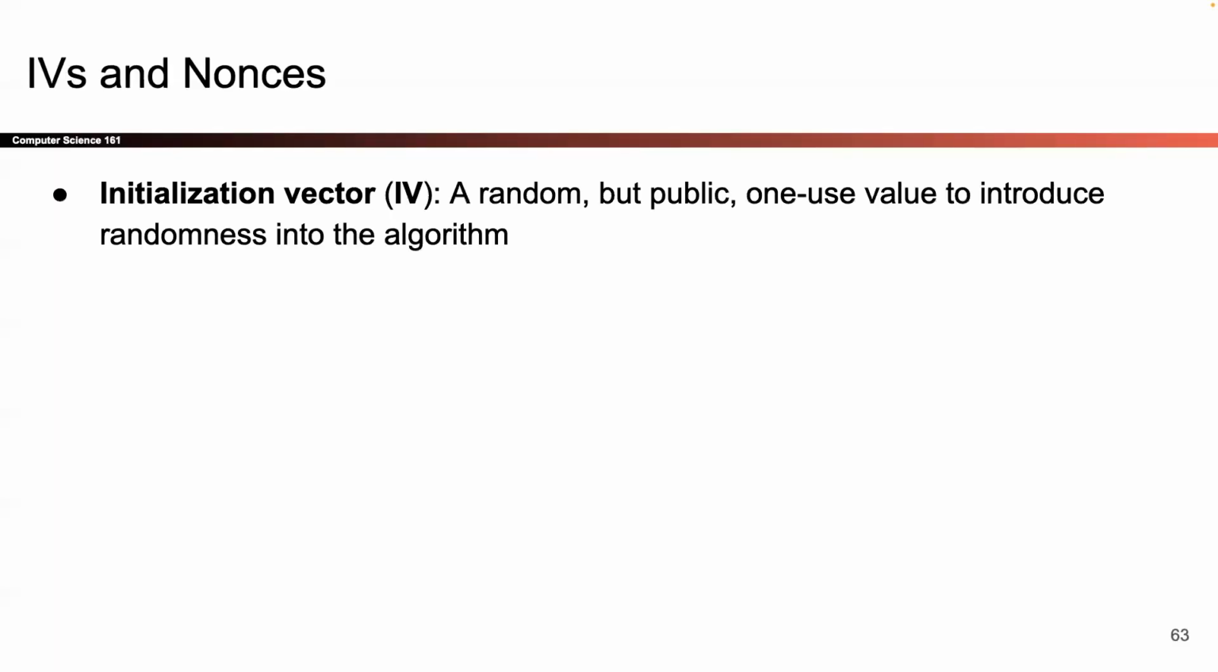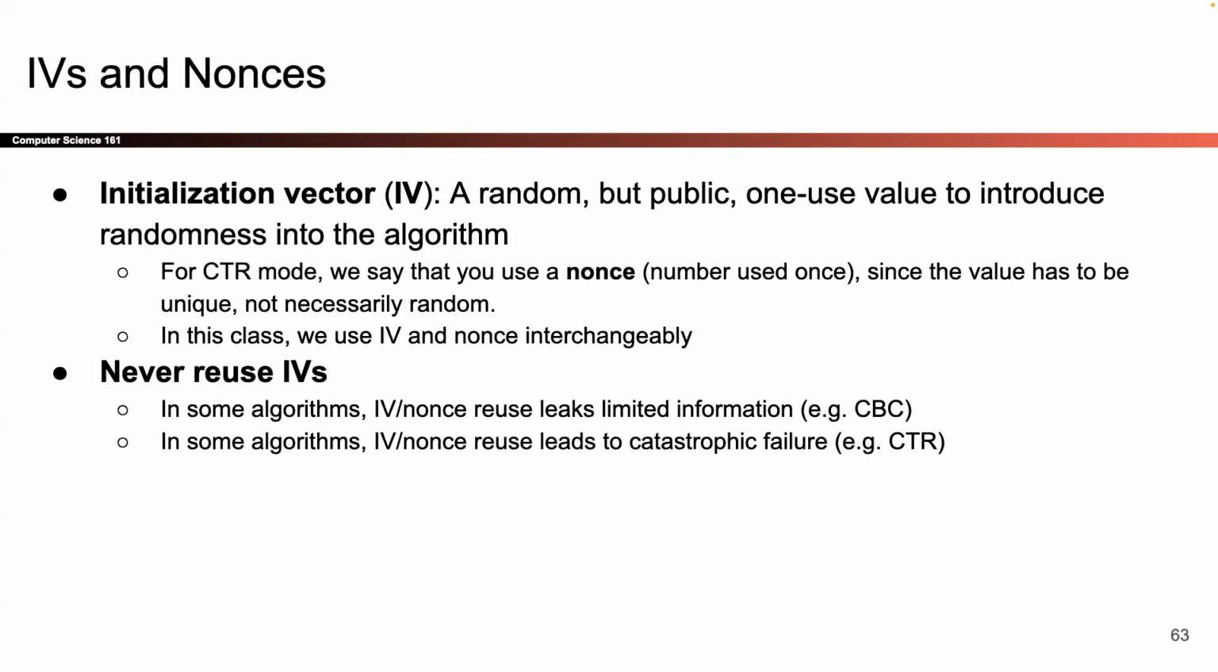Okay. Great. So we already talked about IVs and nonces. We already said that they basically are the same thing. In real life, the terms mean something slightly different, but for the purposes of this class, we will just say nonce or IV interchangeably. And we already said that in some schemes, reusing IVs is kind of bad, like CBC. In some schemes, reusing IVs is really bad, like CTR. So it depends on your scheme. You can reason through what happens if you mess up. In general, though, the way to not mess up is to pick something totally random, totally unpredictable for IVs and nonces, and you're all set.